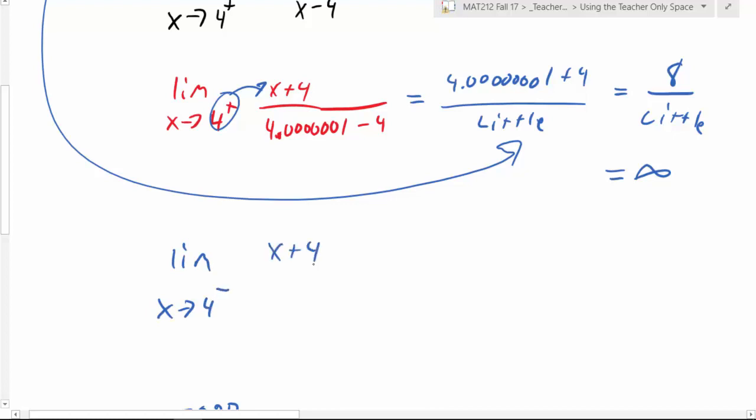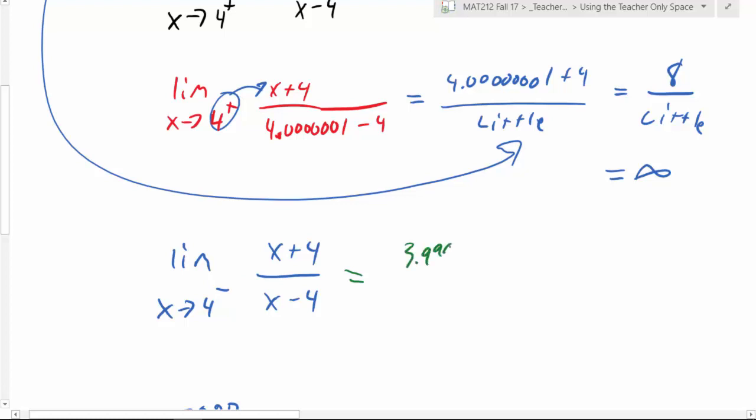Same problem, x plus 4 over x minus 4. So now what we're saying here, same problem, but when I plug in instead of being 4.000000000000000 whatever one, since it's on the left-hand side, I need a number that's slightly less than 4. So that might be 3.9999, right?